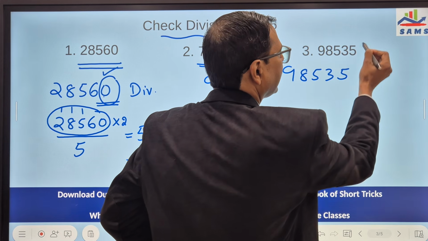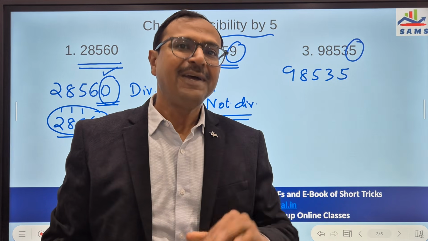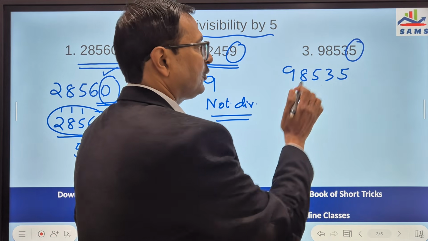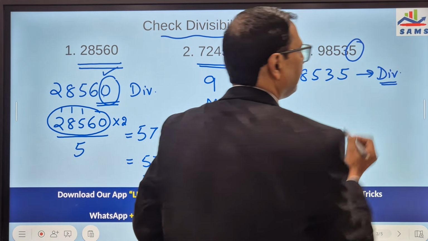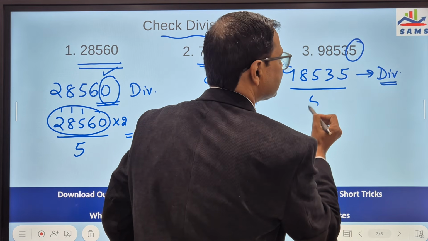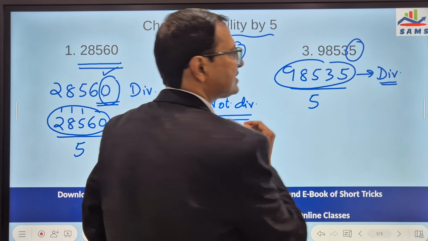98535. Look at the unit digit. It is 5. So either 0 or 5, it works. And therefore this number is divisible by 5. But what will you get when you divide this number by 5? For that you need to double this number.